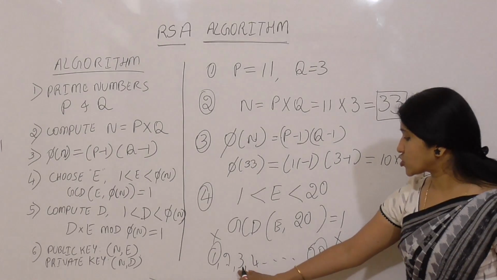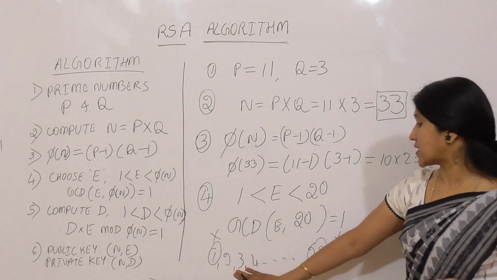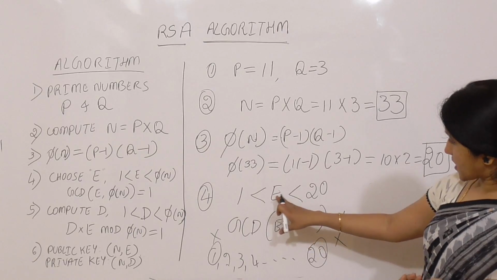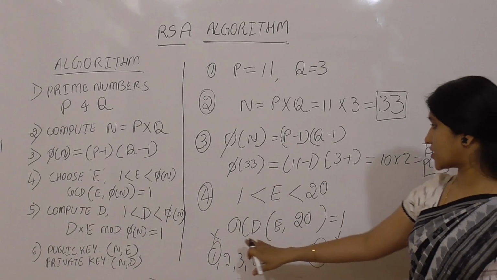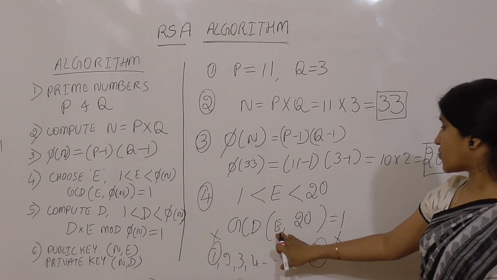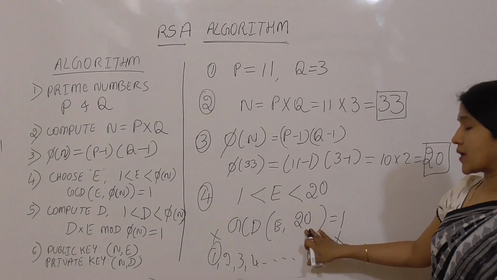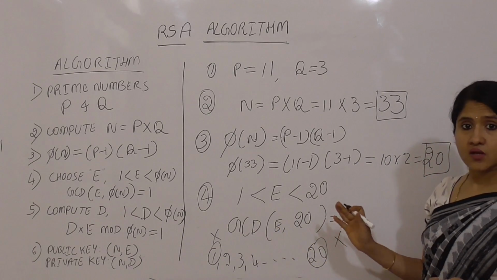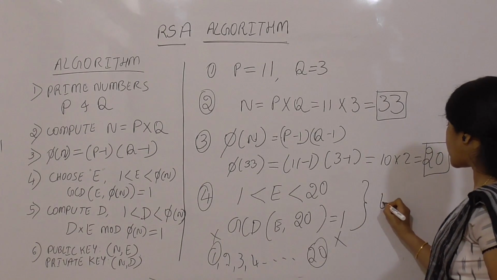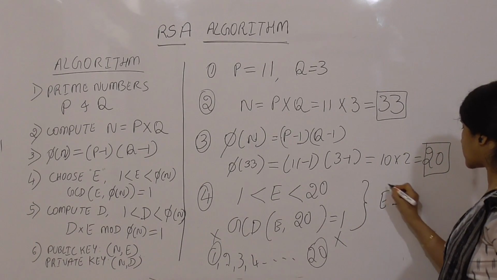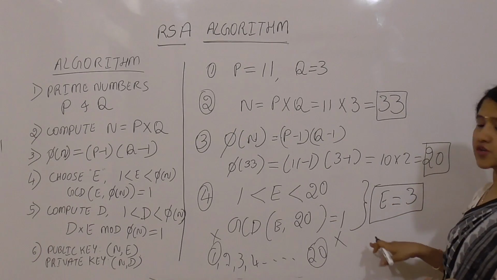So what else? Let me choose 3. Will it satisfy the condition? Yes, 3 is greater than 1 and less than 20. It satisfies this condition. And GCD of 3 and 20, there is no common divisor, so it will be 1. That means to satisfy this condition, I will choose E is equal to 3.